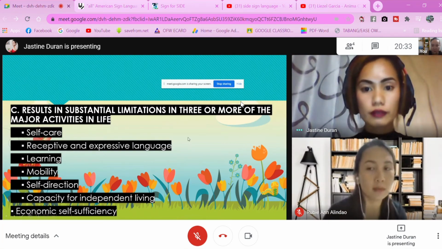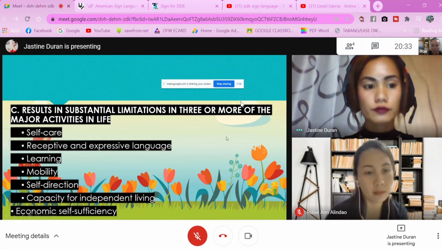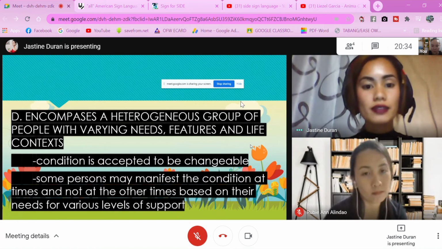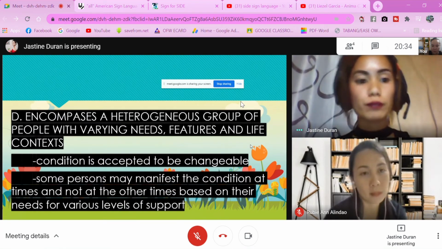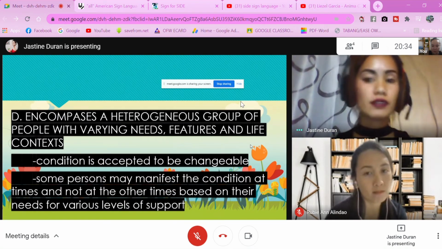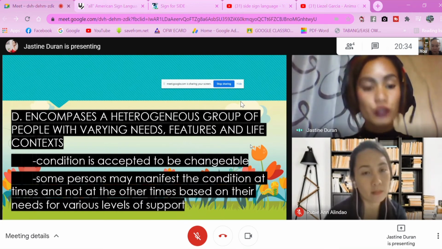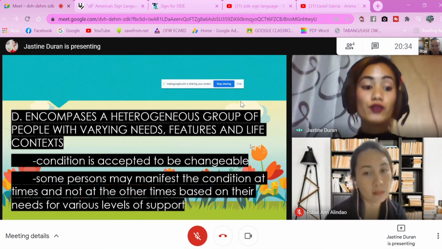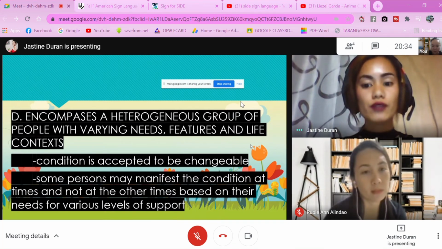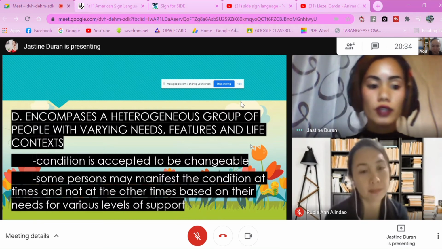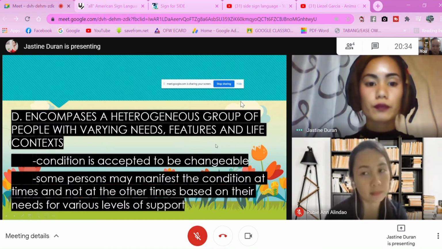And for the last one, it encompasses a heterogeneous group of people with varying needs, features, and life contexts. This condition is accepted to be changeable, and some persons may manifest the condition at times and not at other times based on their needs for various levels of support.